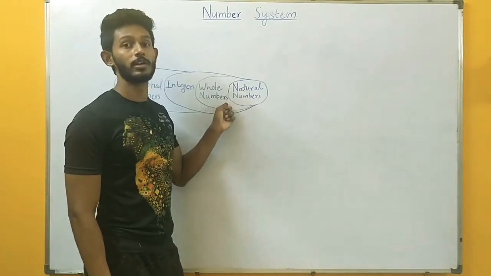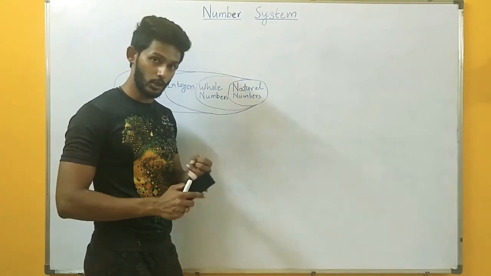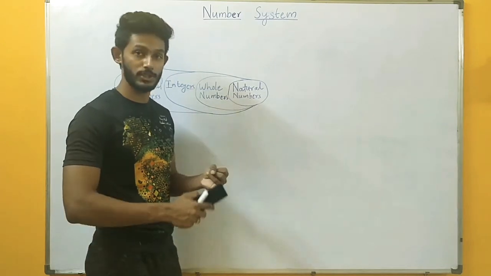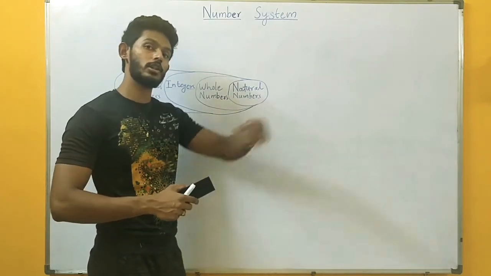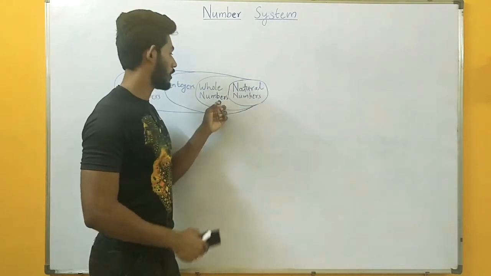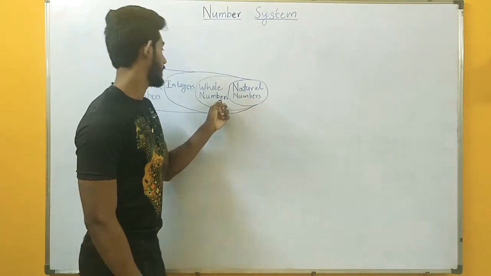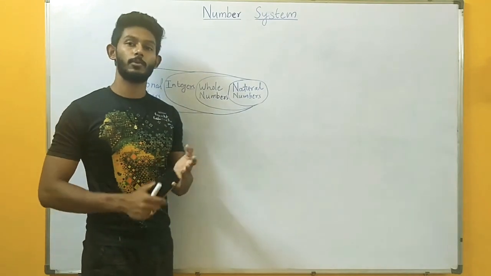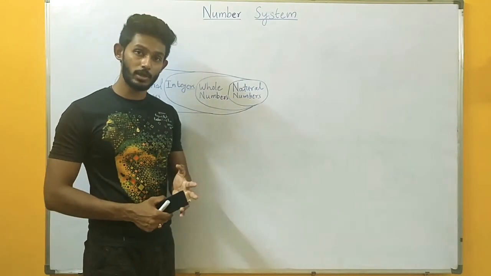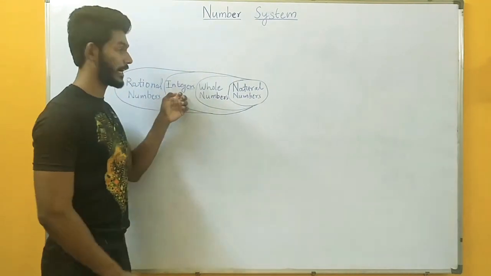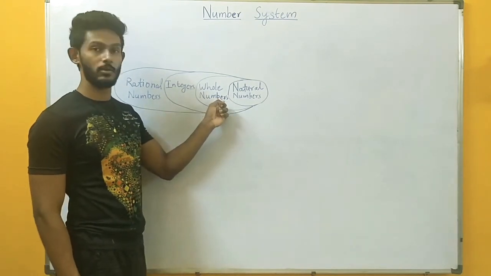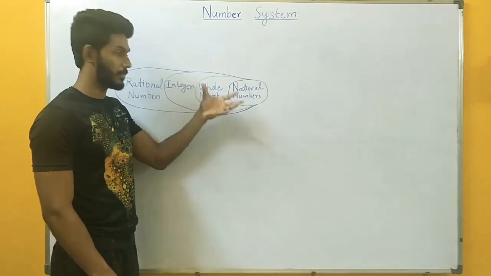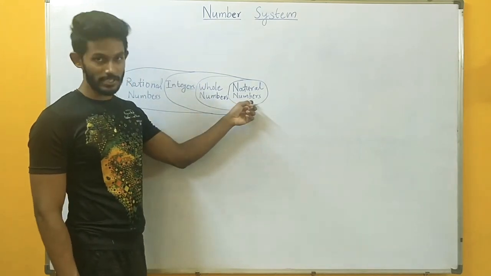Then we have learned whole numbers in which 0 is included, which is not included in natural numbers. So the numbers starting from 0, 1, 2, 3, 4, 5, 6, all the positive numbers are called whole numbers. Then we have learned integers. So integers are basically all the positive numbers, negative numbers including 0. So negative numbers are not included in whole numbers, but 0 is included. So integers is a much bigger set than whole numbers and natural numbers.